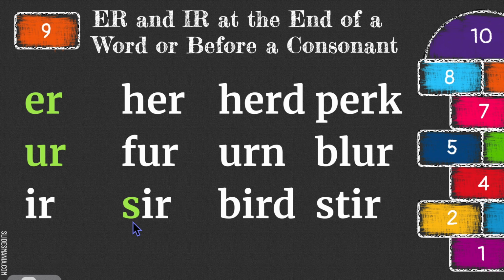Remember, although S has two sounds, S and Z, at the beginning of the word, we always use the S sound. Sir. Bird, bird. Stir.